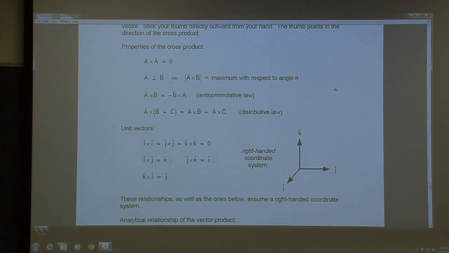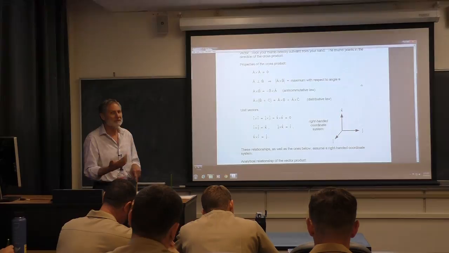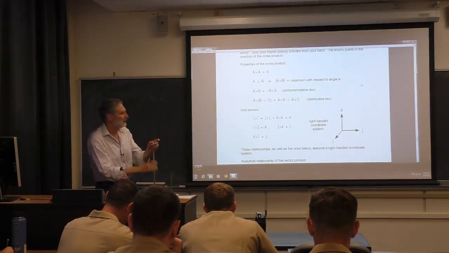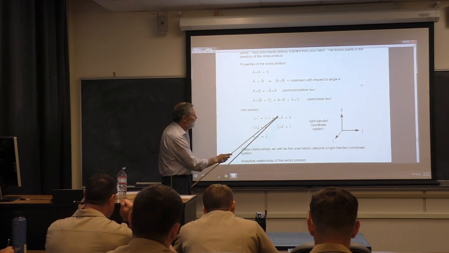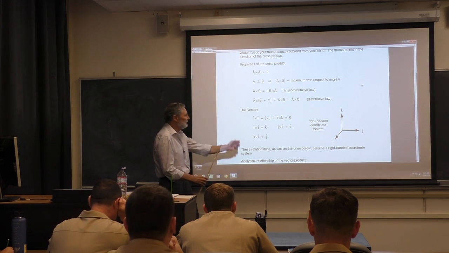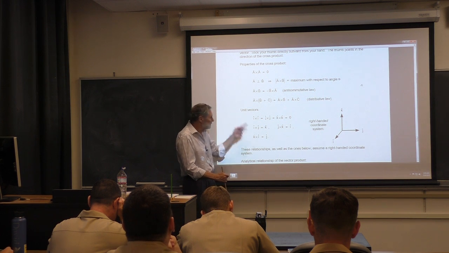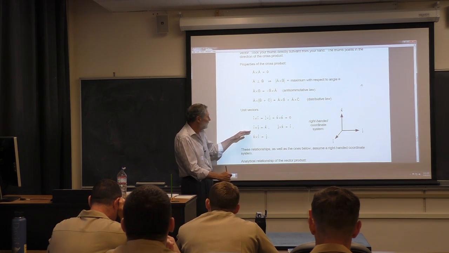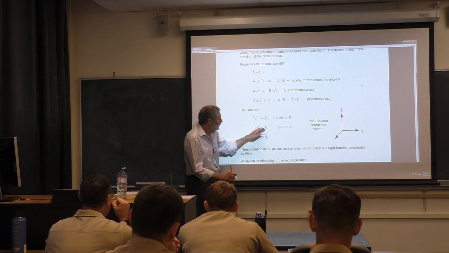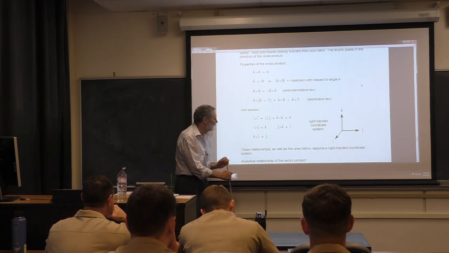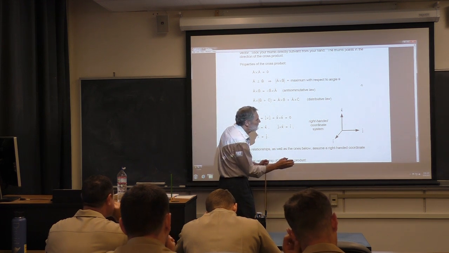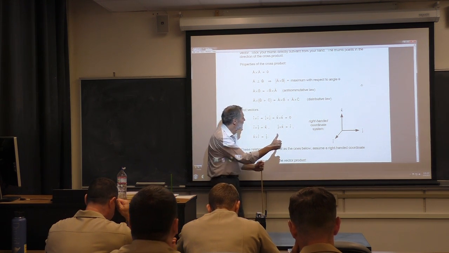Unit vectors, i cross i has got to be 0, right? Collinear. Any vector crossed with itself has to be 0, because it's collinear. And then you'll see here that we have this cyclic permutation, we call it, in these 3 cases here. When we go in order of i, j, k, i cross j is equal to k, right?